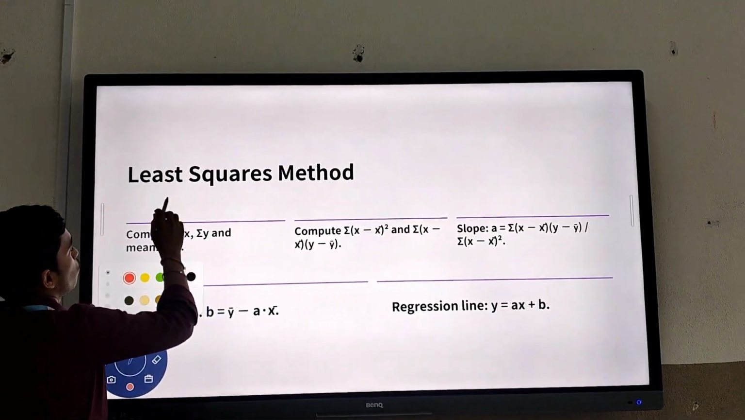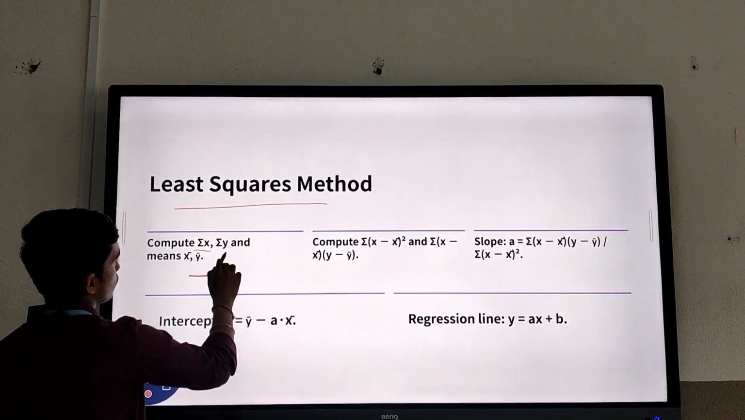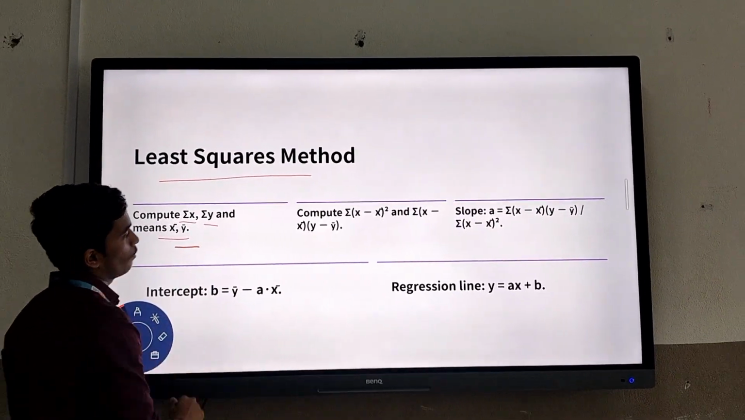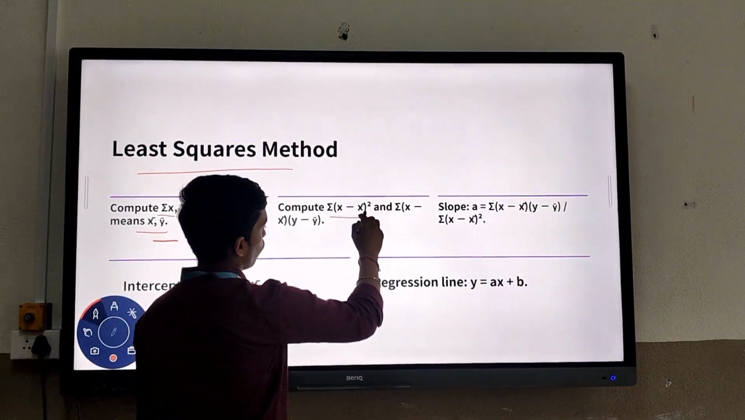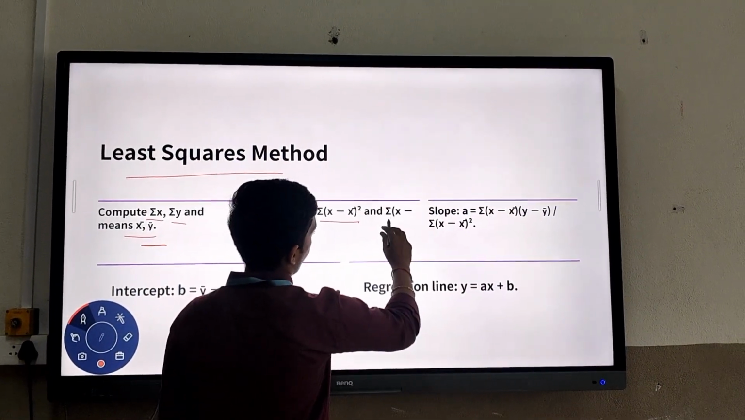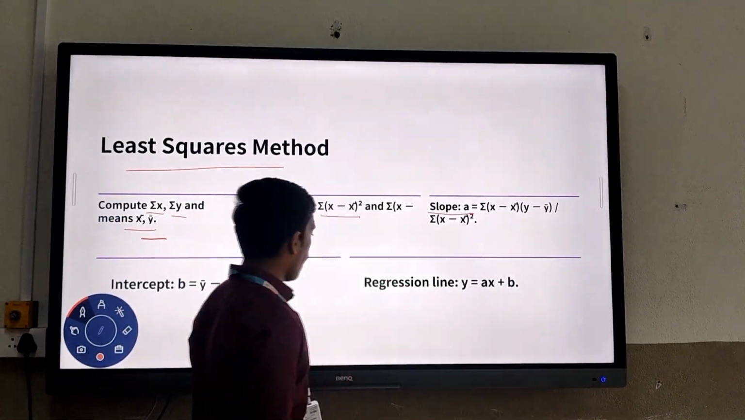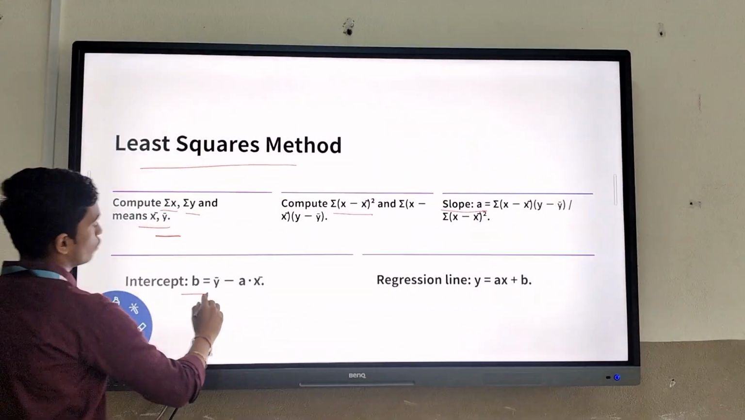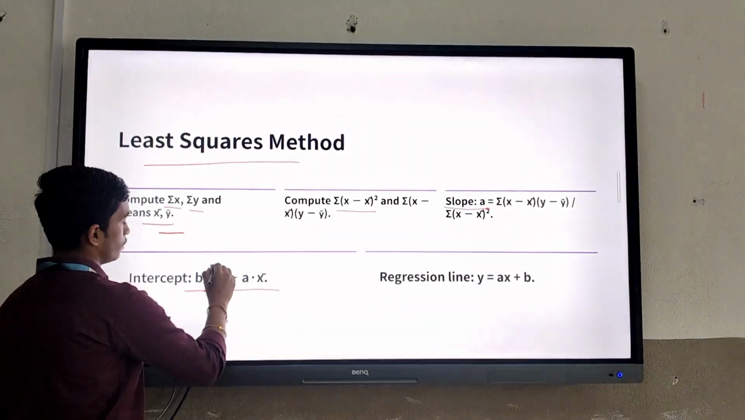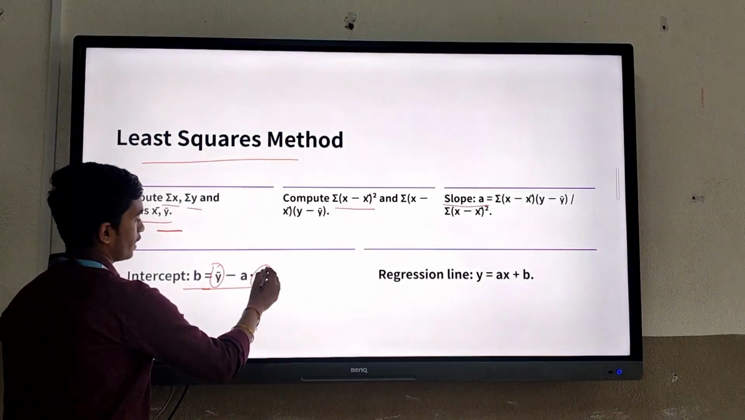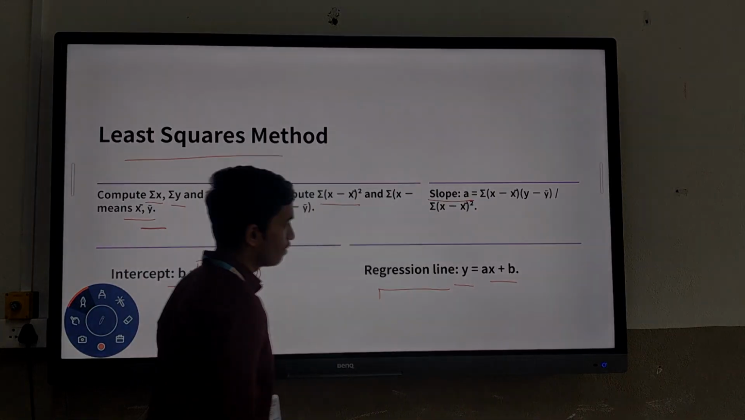For finding the equation, the least square method is applied. For that, we have to compute sigma x, sigma y, and the means of x and y, that is x bar and y bar. After that, we have to find the summation of (x minus x bar) squared, and the summation of (x minus x bar)(y minus y bar). After that, we find the slope a, and b is equal to y bar minus a into x bar, where x bar and y bar are the means. Then the regression line is y equals ax plus b.